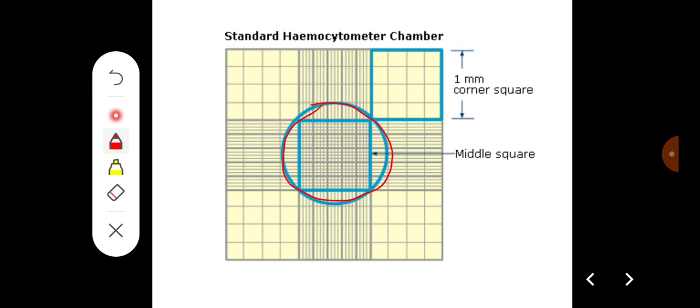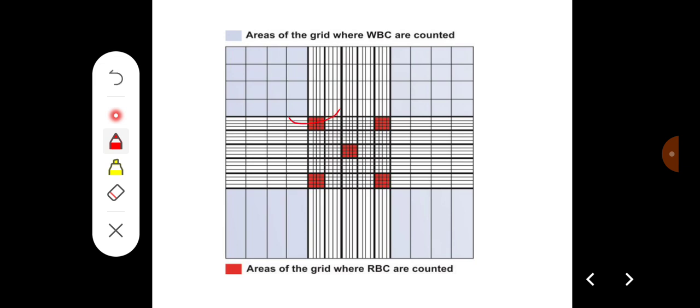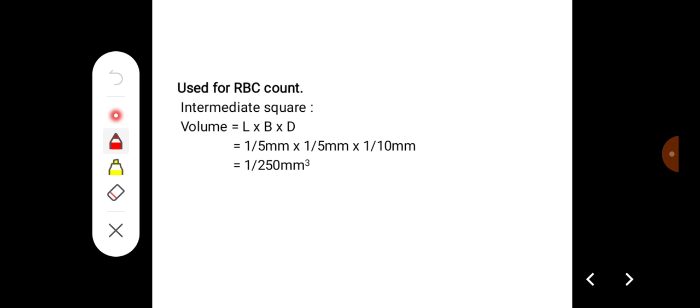As we discussed, it is further divided into 25 squares, and amongst the 25 squares, the peripheral corner squares and the central square, that is 5 intermediate squares, are utilized for counting the RBCs. So these are the 5 squares which are utilized for counting the RBCs. And if you see the dimension of each intermediate square, it is 1 by 5 into 1 by 5, and if you consider volume, the total volume is 1 by 250 millimeter cube.